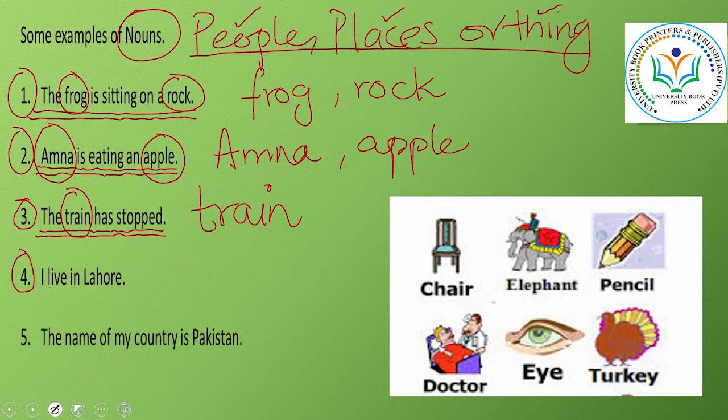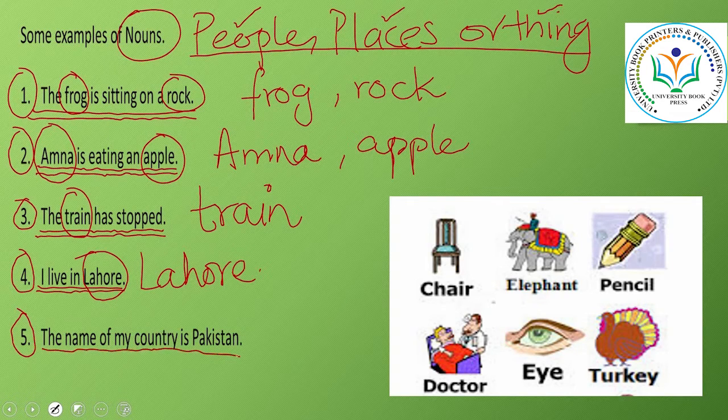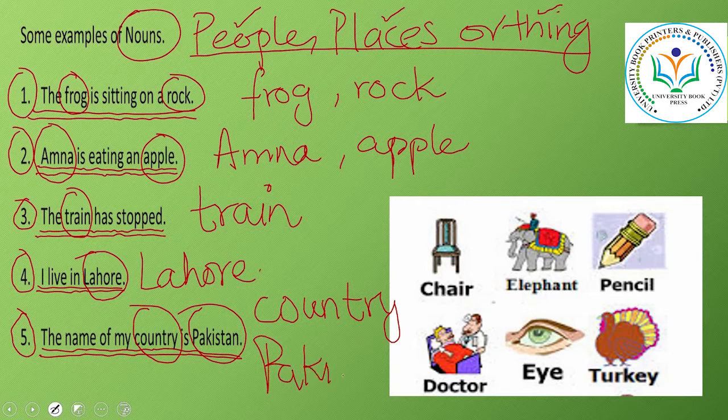Sentence four. I live in Lahore. What is the name of the place in this sentence? Lahore. Sentence number five. The name of my country is Pakistan. So there are two nouns in the sentence once again. Country and Pakistan. There are some more examples in the form of pictures in front of you.